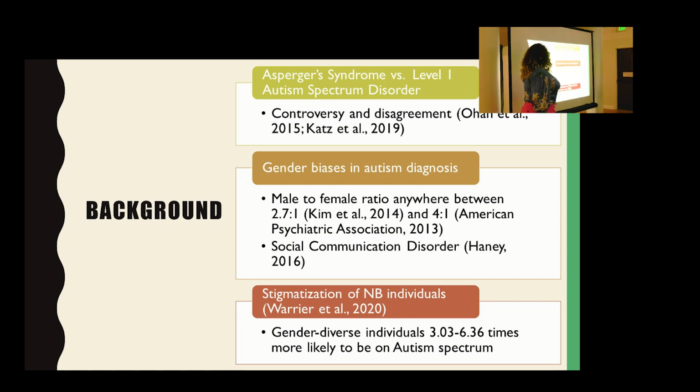Additionally, gender diverse individuals are 3 to 6 times as likely to be on the autism spectrum than cisgender individuals. And the intersection of stigma between gender diverse individuals and individuals on the autism spectrum has not been studied before, despite this discrepancy. I'm gonna keep going backwards.